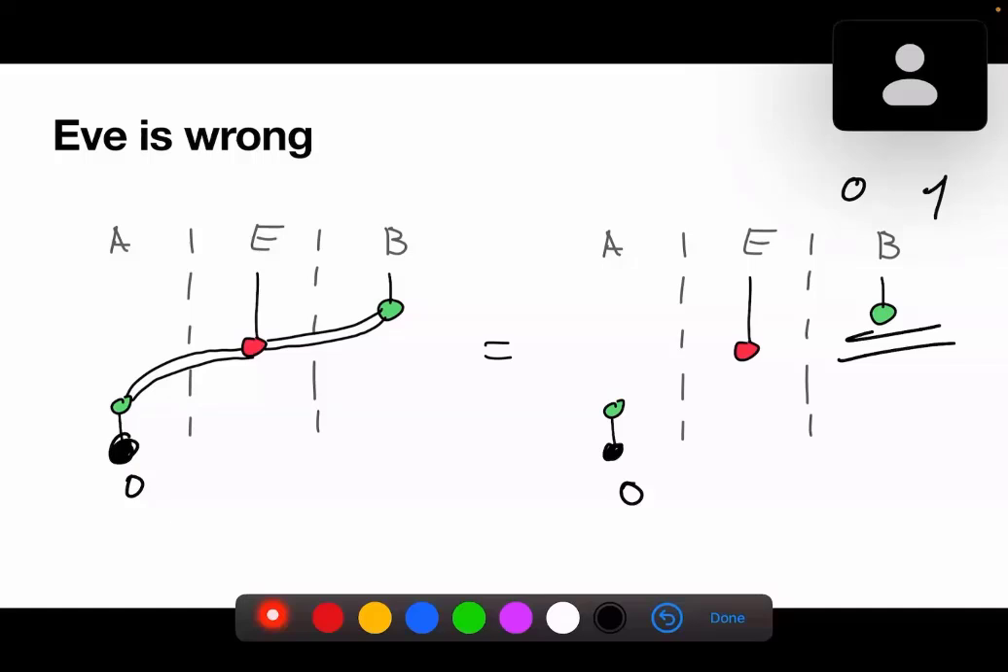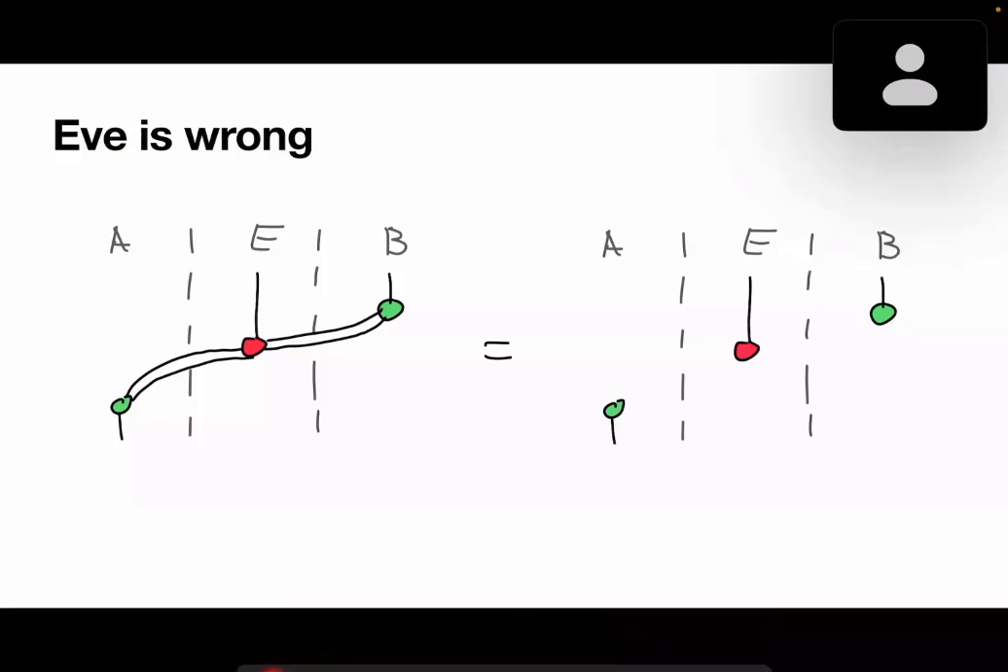You mentioned something about Eve accessing the information either on the Z or X axis. Can you explain that again? Of course.